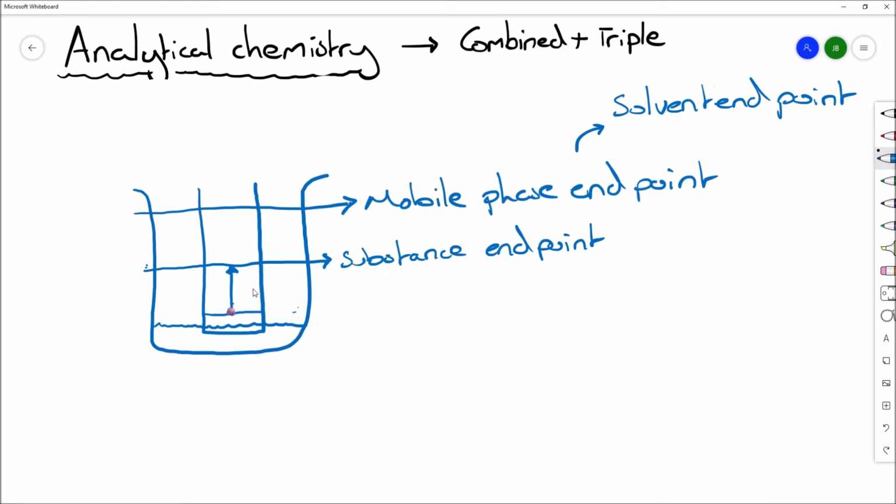Now what you'll have to do is you'll be measuring the distance that they have travelled. So we will measure from this line here, because that's where the ink starts, so we don't want to measure the mobile phase starting below it. So we measure the difference from here to here to get the solvent distance, and we measure from here to here to get the substance distance.